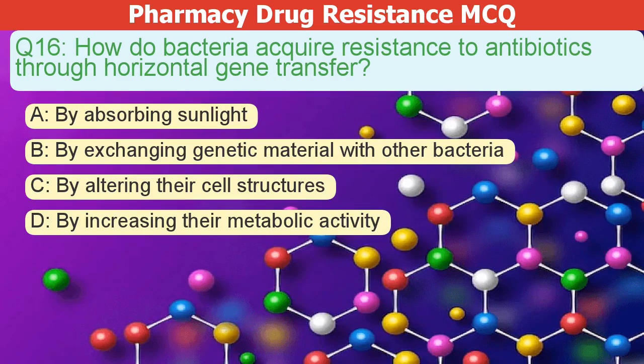How do bacteria acquire resistance to antibiotics through horizontal gene transfer? A. By absorbing sunlight. B. By exchanging genetic material with other bacteria. C. By altering their cell structures. D. By increasing their metabolic activity.